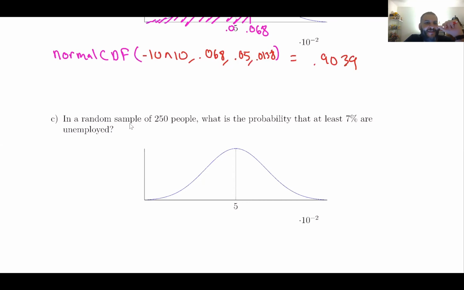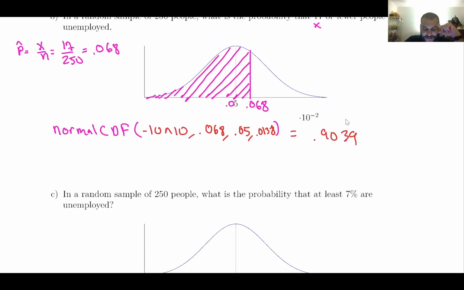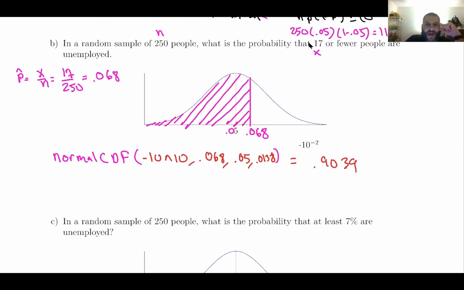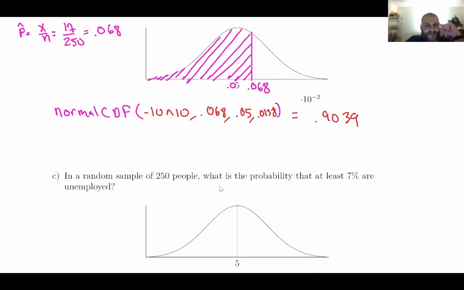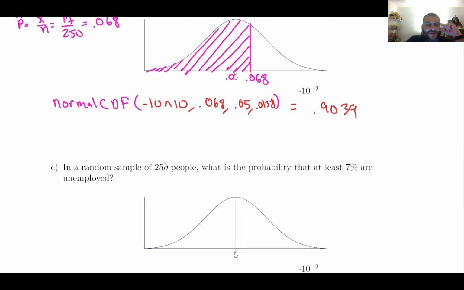All right, so it said in a random sample of 250 people, what is the probability that at least 7% are unemployed? So if you look right here, they're actually giving me p hat now. Because if you look at the one previously, they told me how many of the 250 people are unemployed. So they told me 17 out of the 250 are unemployed. But if you look at C, they're telling me of the 250 people, 7% or at least 7% are unemployed.